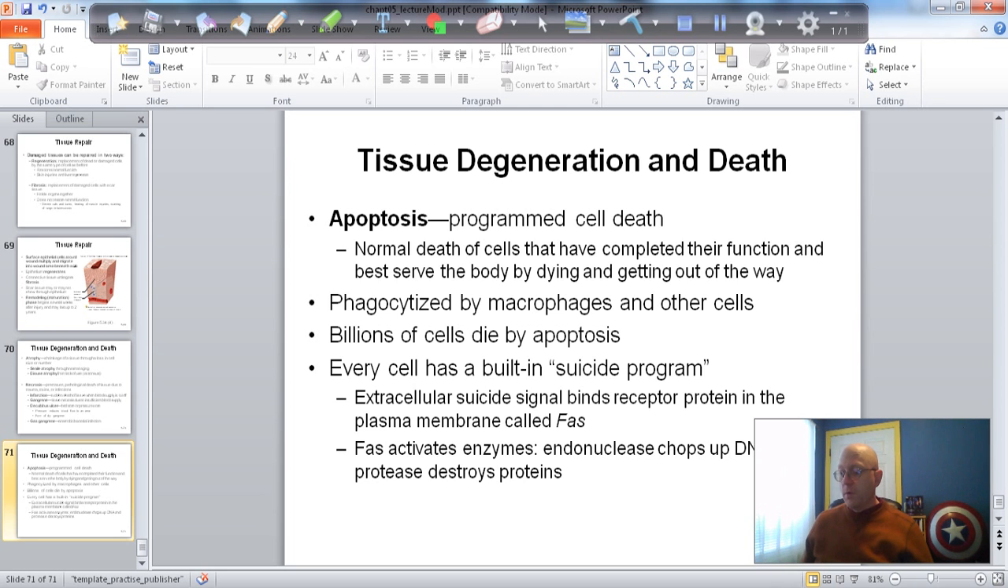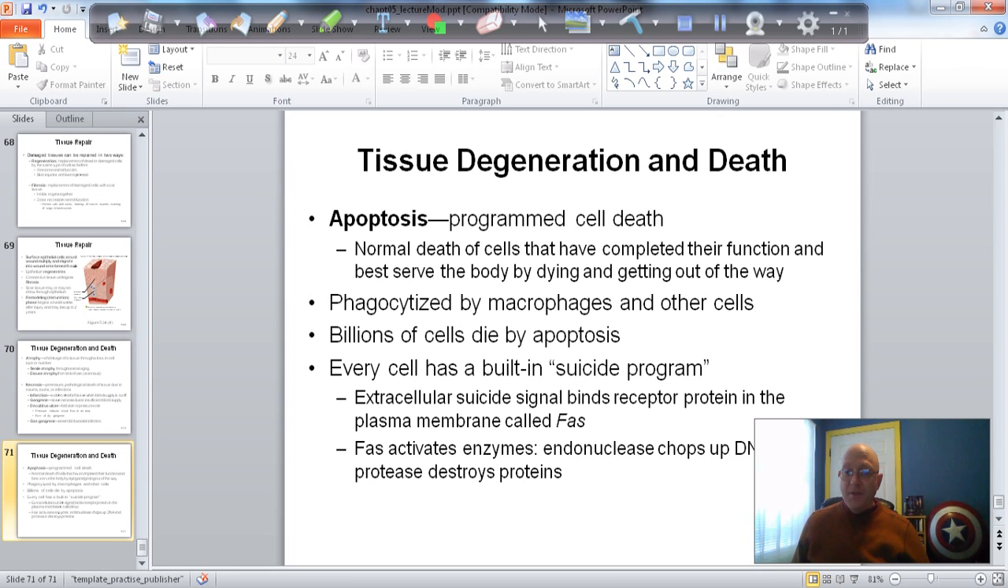I mentioned this before when we were talking about autolysis and how lysosomes may lead to the death of your cells. Well, here's the instruction that tells you to do this. Our cells all have this programming in their DNA that says, now is the time to die. So it's a normal death of cells that have completed their function and best serve the body by dying and getting out of the way. The pieces that are left over, they then get eaten by macrophages and other cells, and billions of cells die by apoptosis thanks to their internal suicide program.